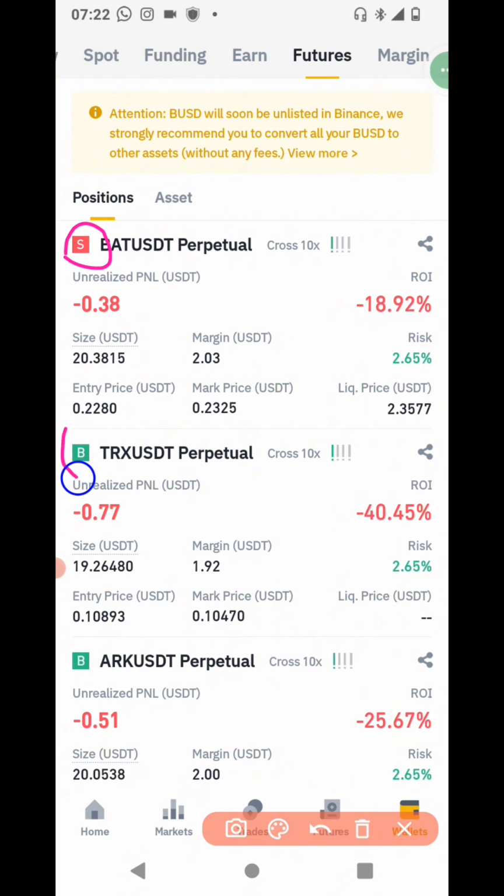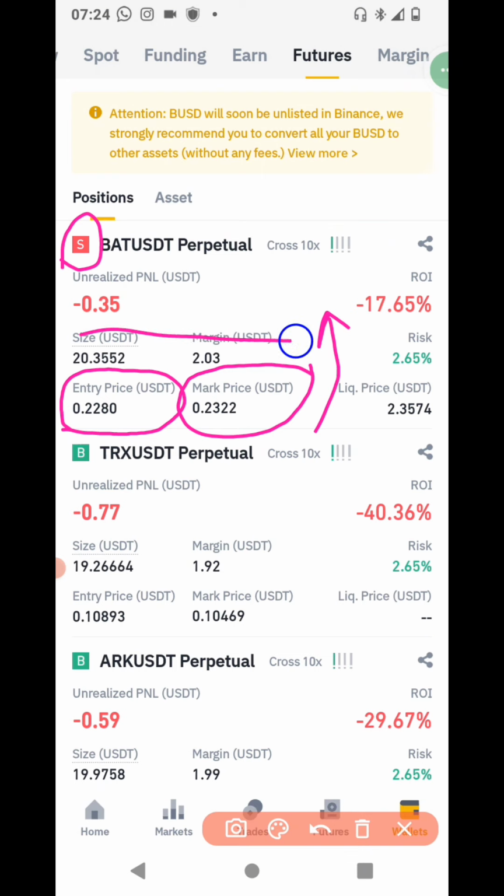Now, this BAT, look at the logo. Sell or short. That means as the price of BAT is going down, we are making money. So we are predicting that the price of BAT is going to go down. Look at the entry price of BAT when we entered the trade, 0.2280. This one is the current price now, 0.23. That means that the price of BAT has what? Gone up, pumped from 0.22 to 0.23. That's why you see that we are in red, because right now our prediction is not working at the moment. We say the price is going to go down, it's going up.